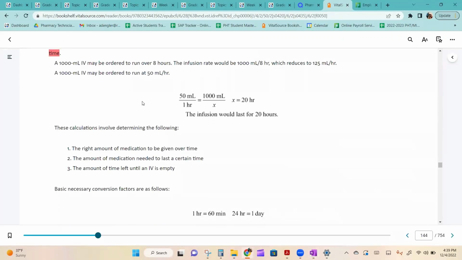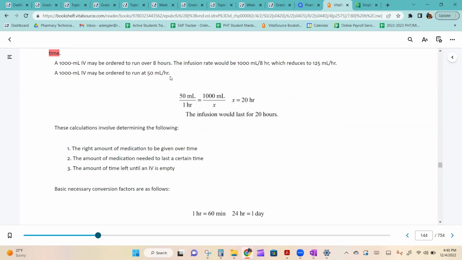A 1000 ml IV may be ordered to run over 8 hours. The infusion rate would be 1000 milliliters over 8 hours, so that's volume over time, which reduces to 125 milliliters per hour. That's lowest terms. And a 1000 ml may be ordered to run at 50 ml per hour. So we already have the flow or infusion rate here.